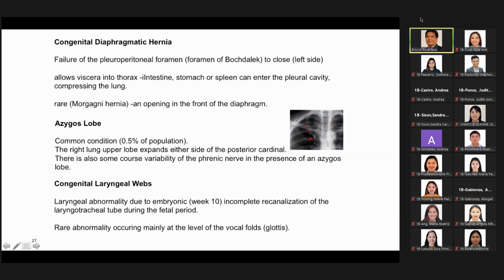Okay. Next, you have your diaphragmatic hernia. So the diaphragmatic hernia, as I have mentioned before, you now have failure of your pleuroperitoneal foramen to close. Okay. So what happens there? So you have two openings there.